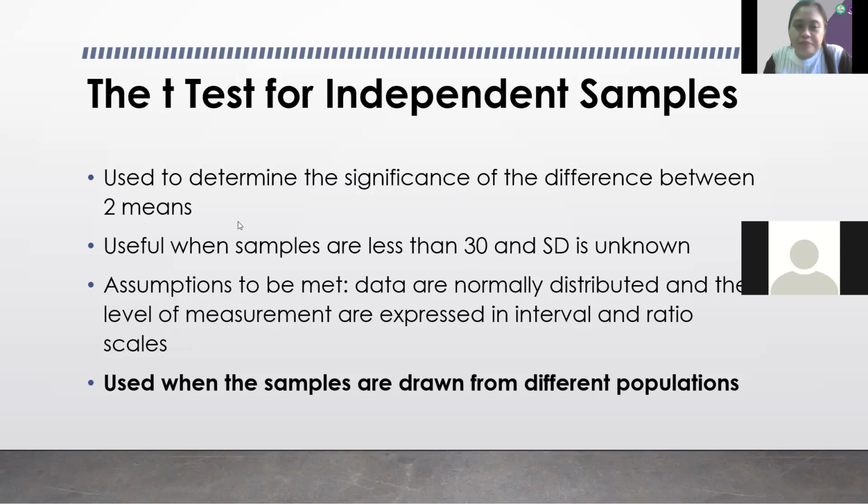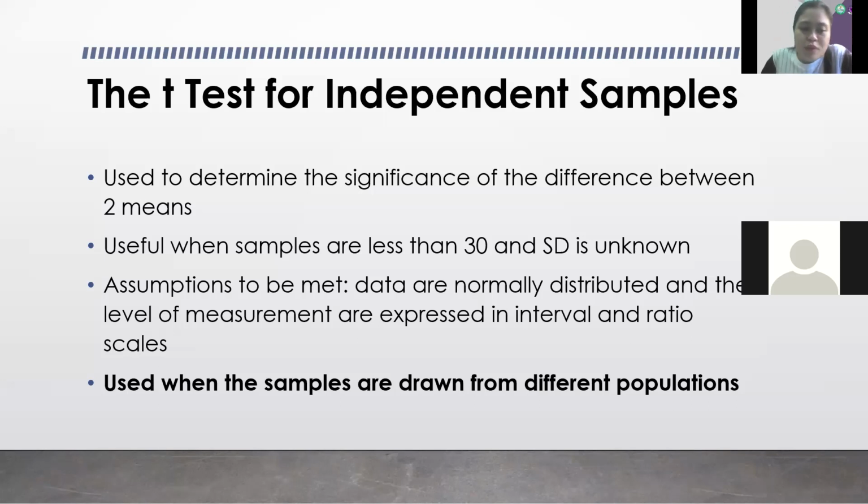Okay? Now, the Ttest is under the parametric test, therefore we have assumptions to be met. Ano nga yon? Pinaulit-ulit ko to kanina pa. Number 1, the data should be normally distributed. Okay? Normally distributed dapat. We can know that actually even without making a graph. Okay? I'll teach you that later also. And the level of measurement are expressed either in interval or ratio scales. Okay? Hindi pwedeng nominal or ordinal data dito. Kasi nga, again, this is a parametric test.